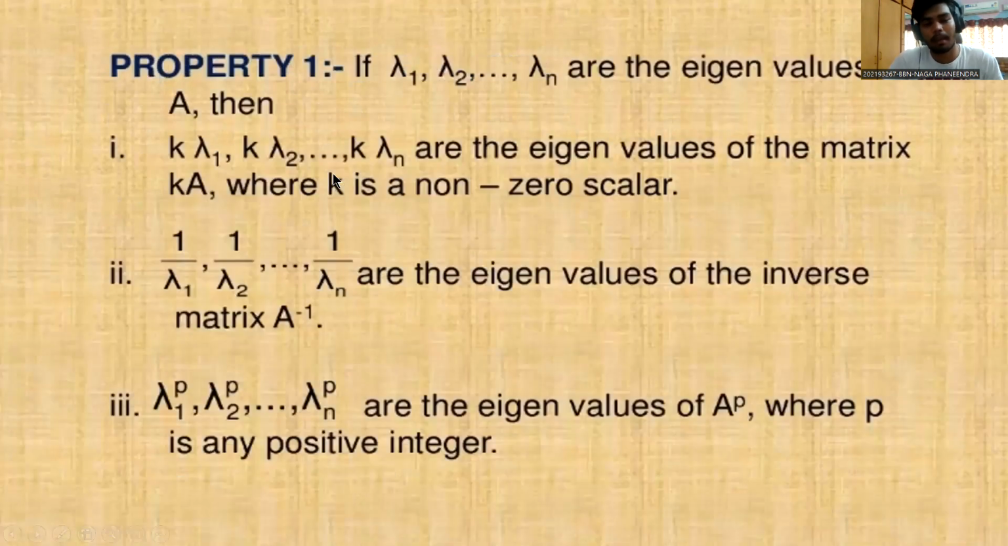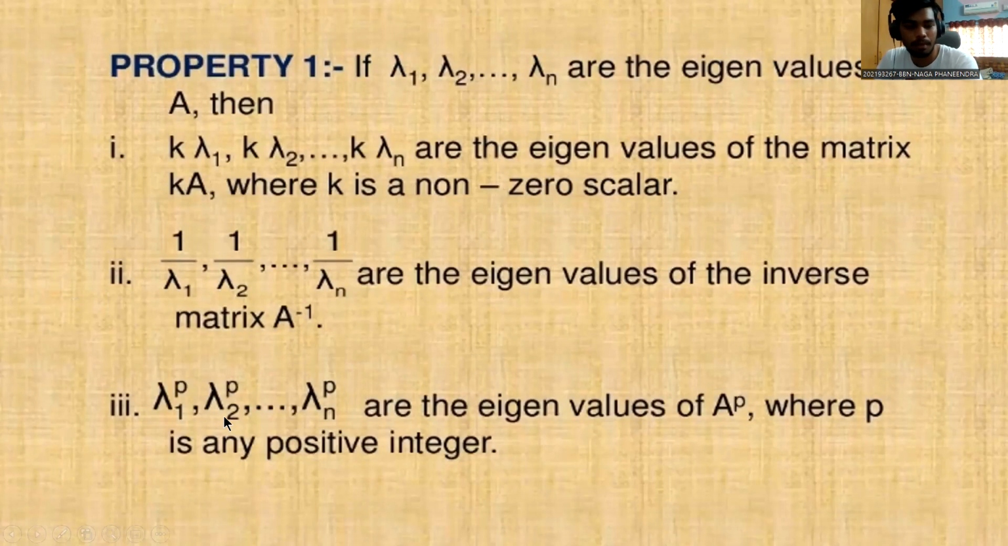More properties. If lambda 1, lambda 2, and so on up to lambda n are the eigenvalues of A, then k lambda 1, k lambda 2, and so on up to k lambda n are the eigenvalues of the matrix kA, where k is a non-zero scalar. And 1 by lambda 1, 1 by lambda 2, and so on up to 1 by lambda n are the eigenvalues of the inverse matrix A inverse. And lambda 1 to the power p, lambda 2 to the power p, and so on up to lambda n to the power p are the eigenvalues of A to the power p, where p is any positive integer.